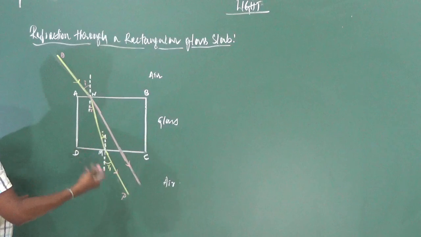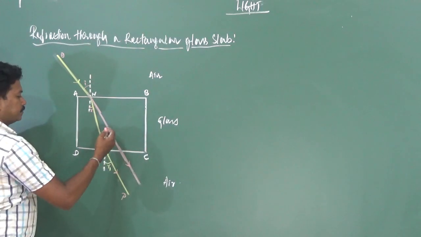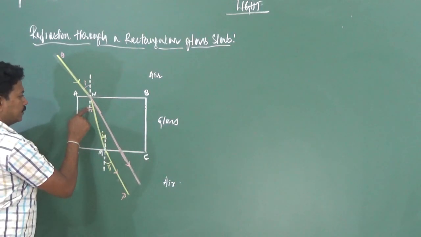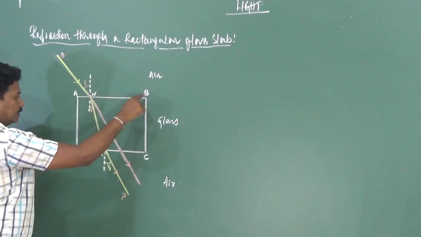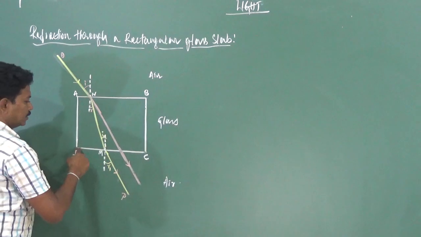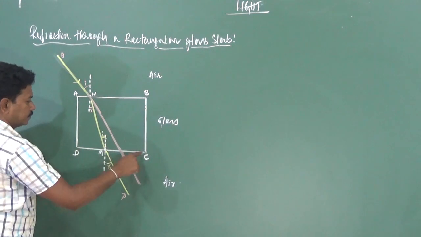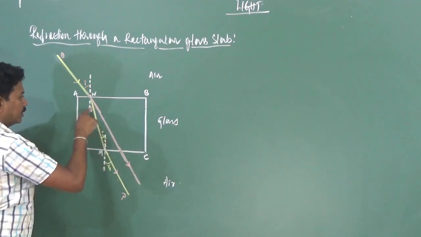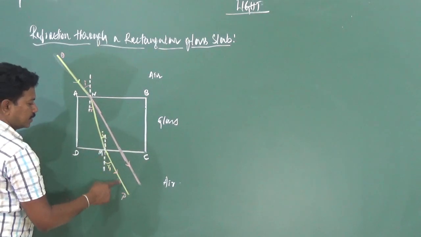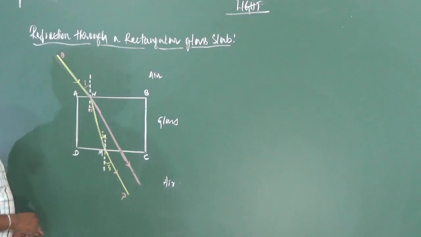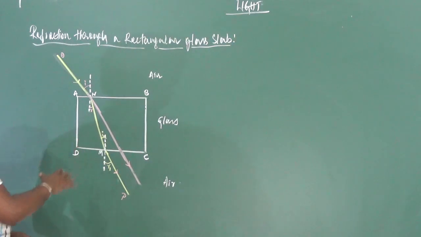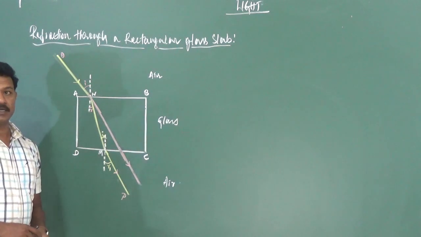So why does this lateral shift happen? Because the angle of refraction at the interface AB and the angle of refraction at the interface DC are equal and opposite. This is the emergent light ray and this is the incident light ray, and we can see this lateral shift. This is how refraction takes place through a rectangular glass slab.